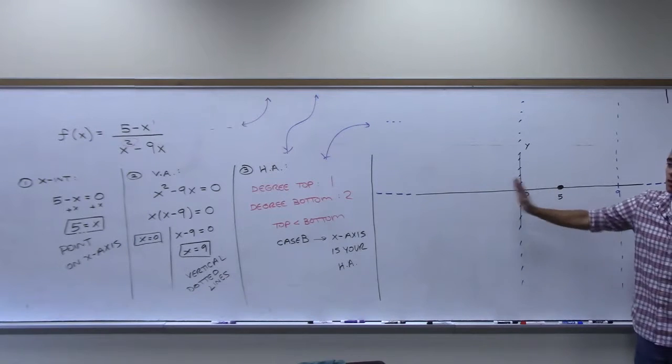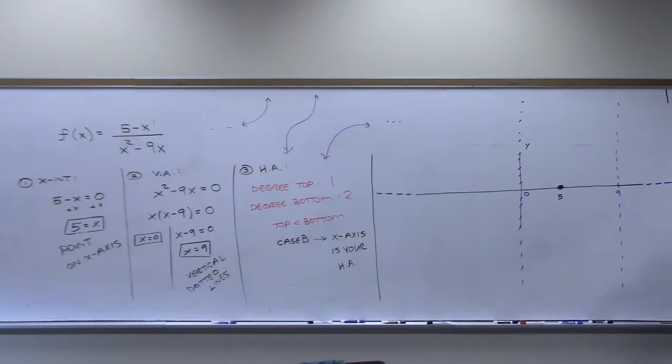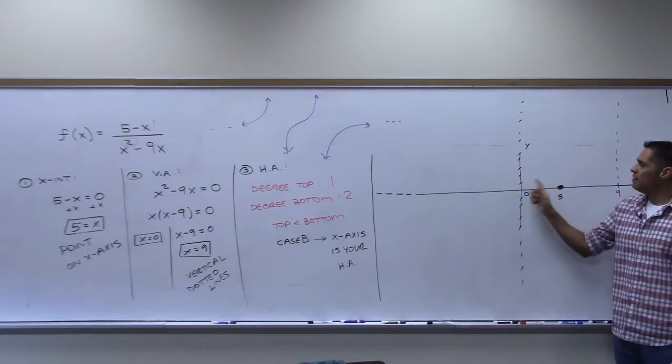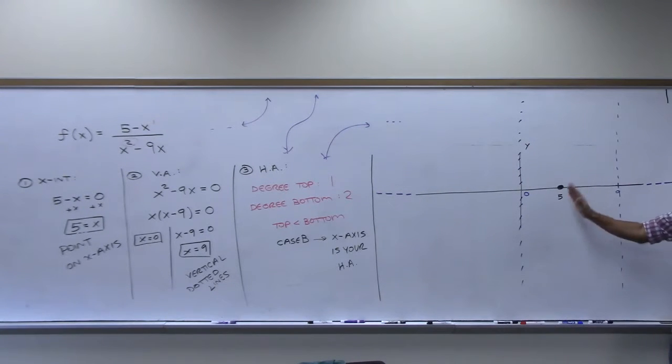Where will they be? Where do they have to be? I have to have one on each side of each vertical and each x-intercept. So I want to see if you understand this. Can somebody give me a test point? I'll tell you whether or not it's good.